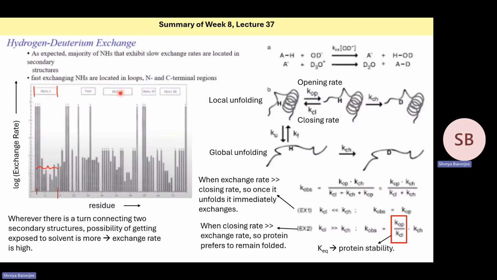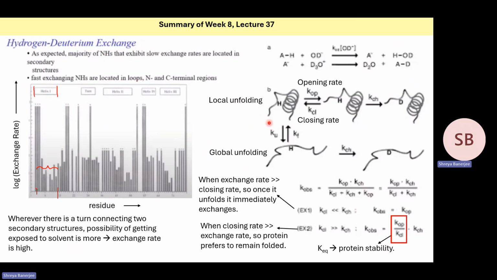Similarly, you can see helix 2 here. The exchange rate here is low. Helix 3 and 4, again, exchange rate is low. And the fast exchange regions are mainly located in the N and C terminal. So you can imagine this structure. The end of the protein, the N or C terminal, is generally exposed to the surface.